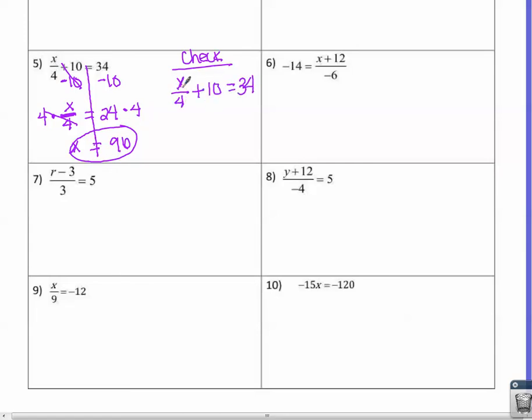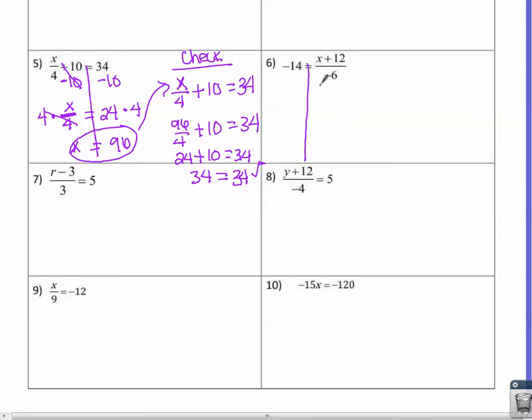So write the original problem, substitute in your answer, and follow order of operations to solve it. 96 divided by 4 is 24, plus 10. 24 plus 10 is 34, which equals 34. So you know 96 is correct.